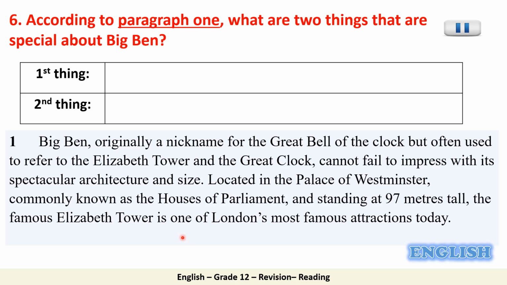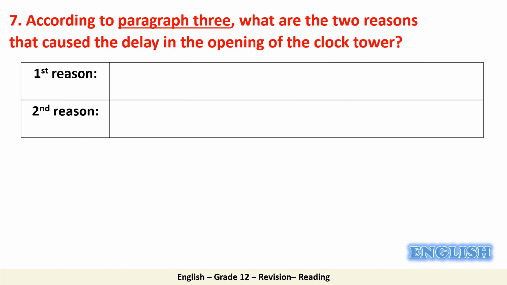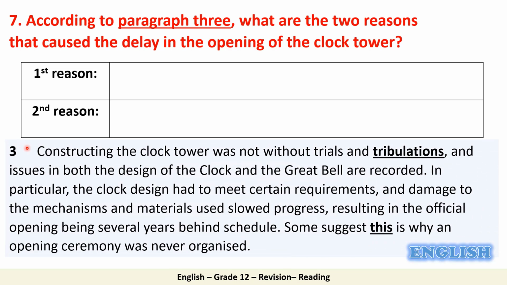What are the two things? The first one is the spectacular architecture, while the second one is the size of the clock. Moving on to question 7. This extract will help you answer the question. Please pause the video and answer.